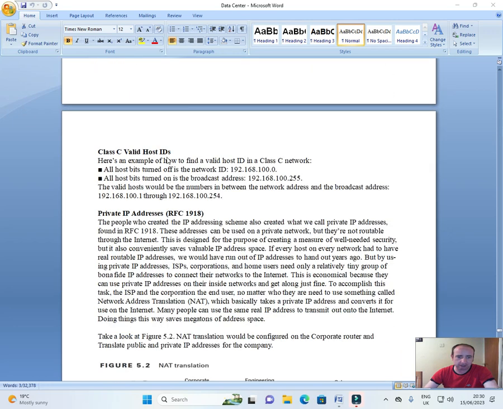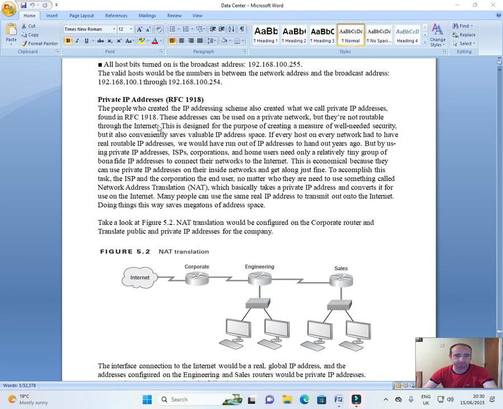Class C valid host IDs. Here's an example of how to find a valid host ID in a Class C network. All host bits turned off in the network ID is 192.168.100.0. All host bits turned on is the broadcast address, 192.168.100.255. The valid hosts would be the numbers in between the network address and the broadcast address, 192.168.100.1 through 192.168.100.254.